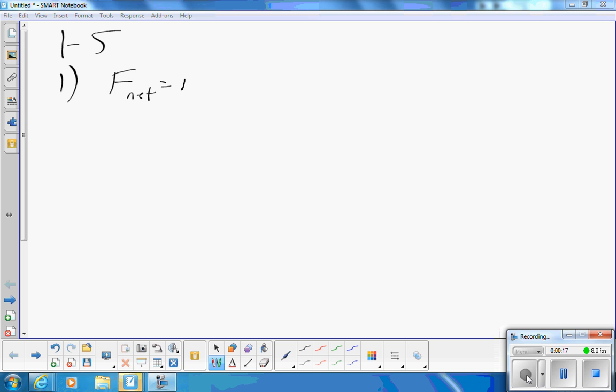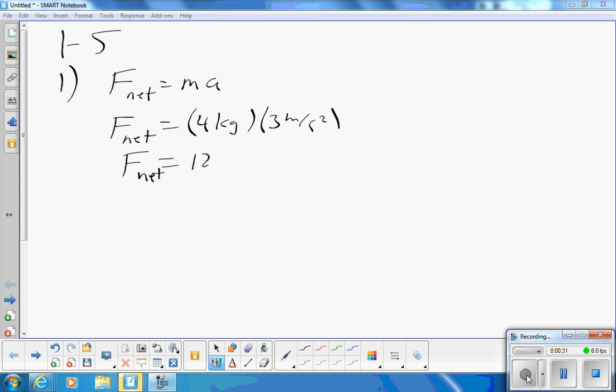F net is equal to m times a. The F net is the same thing as the unbalanced force, net force. The mass is 4 kilograms. The acceleration is 3 meters per second squared. That gives us a net force of 12 newtons.